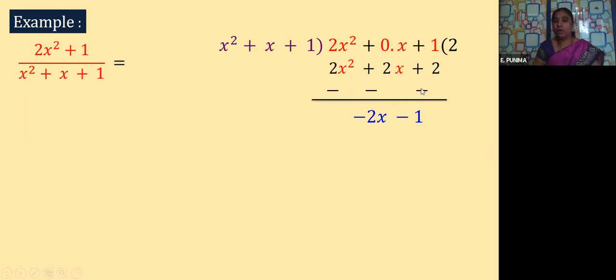So now what happens here, children? This plus 2x square and minus 2x square got cancelled, and here my 0 is there. Here minus 2x is there. 0 minus 2x is minus 2x. 1 minus 2 is minus 1. So now here this is your r of x. This is your r of x.